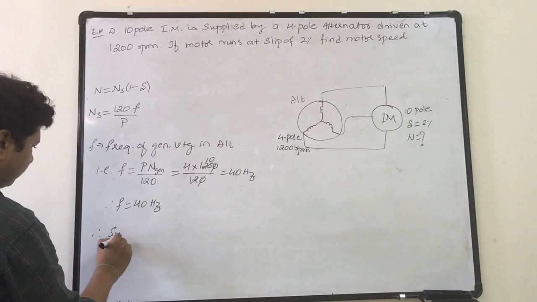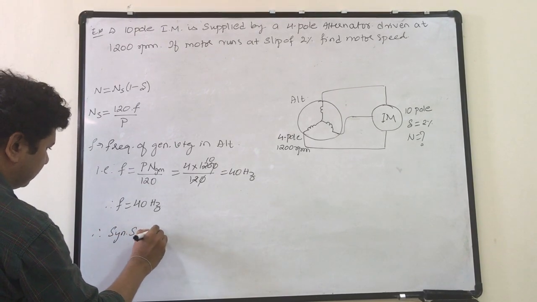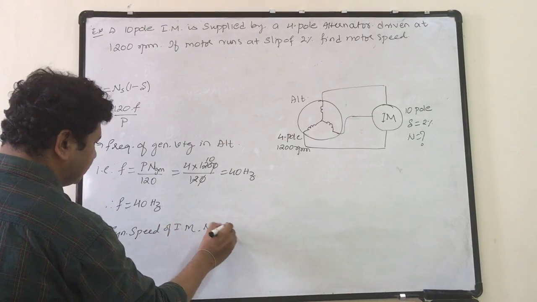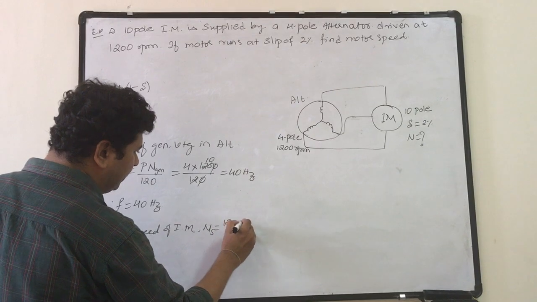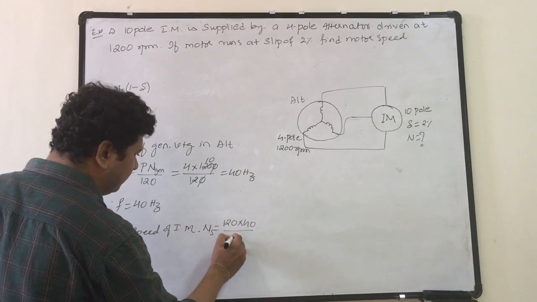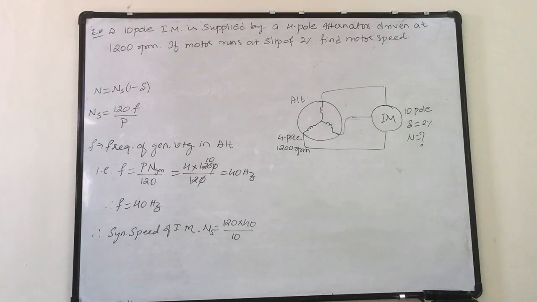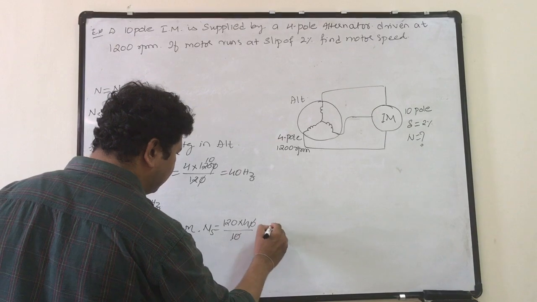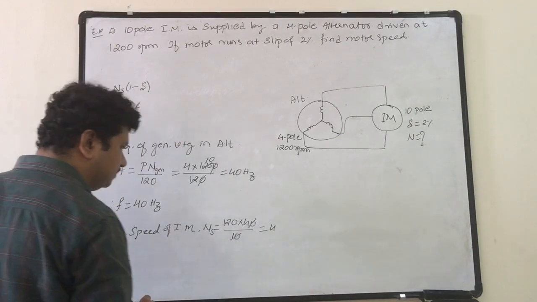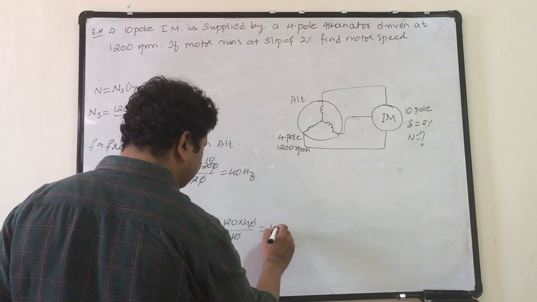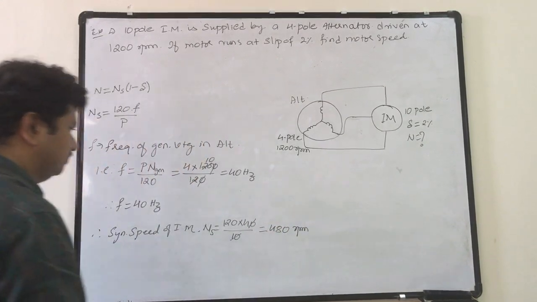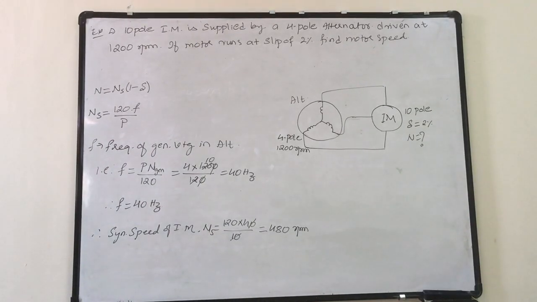Therefore, synchronous speed of induction motor Ns is equal to 120 into 40 divided by 10. 120 F upon P. It is 12 4s are 48. So 120 into 4 is 480 rpm. It is 480 rpm.